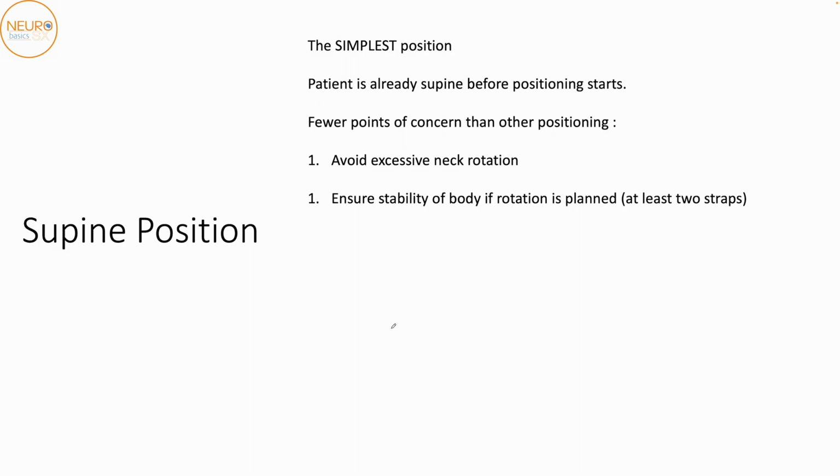There are fewer points of concern than any other positioning, but there are a few important things to remember. Some of these are: avoid excessive neck rotation, and ensure that if you are planning to rotate the body after positioning, after craniotomy, that there is enough stability. So even in a supine position, you want to make sure there are at least two straps, even if you are not going to rotate, because you don't know intraoperatively if you'll require to rotate the patient or not.